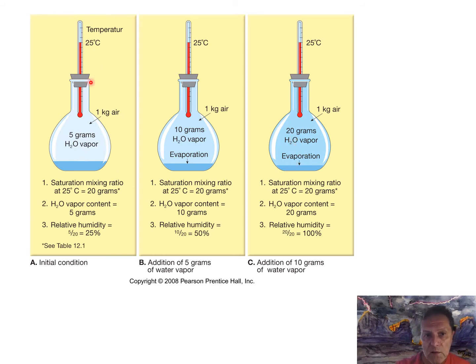We start out at 25 degrees centigrade with 5 grams of water vapor in this flask and some liquid down here. So water vapor content is 5 grams. The maximum amount of water vapor you can get in this 1 kilogram of air at 25 degrees centigrade is 20 grams. So 5 grams divided by 20 will give you the relative humidity of 25%.